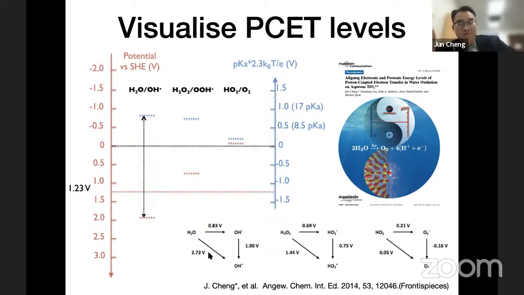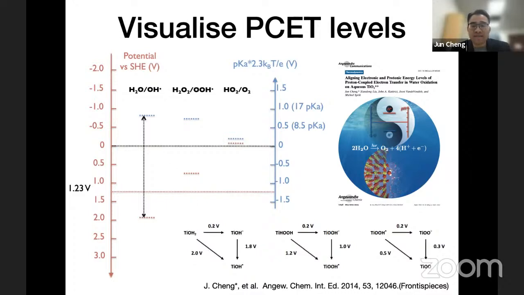that Professor Norskov and Rossmeisl use in the computational hydrogen electrode model, right? In their model, they think that all the steps of the staircase have to be really the same. That's basically saying all these gaps have to be the same. But when we separate the transfer of electron and proton, then we actually have two sets of levels.